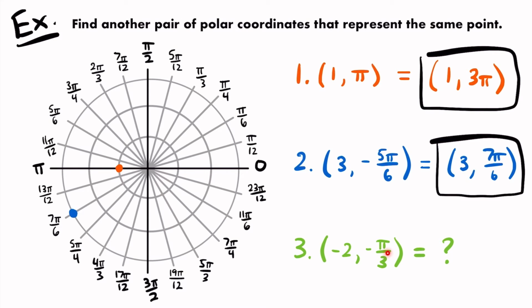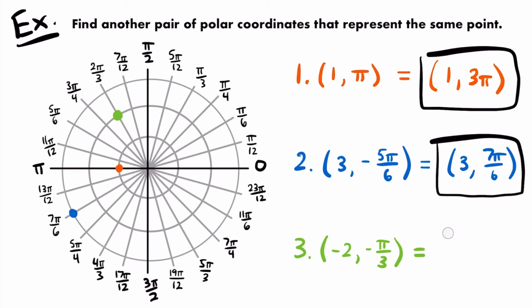And pi divided by 3 in the positive direction would take us to this angle right here. So in the negative direction, that will take us to this angle right here, 5 pi divided by 3. All right, and then our radius is negative 2. So if that was positive, we would be along the second circle right here on this angle. But since it's negative, we need to reflect it to the other side of the system, so our point will be right here.